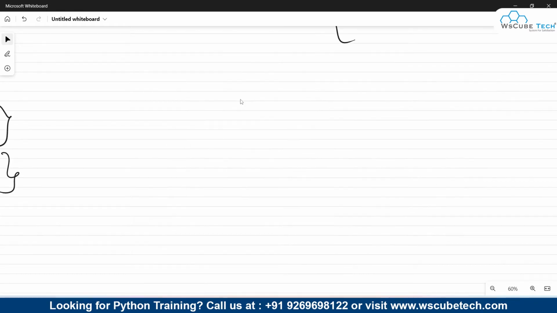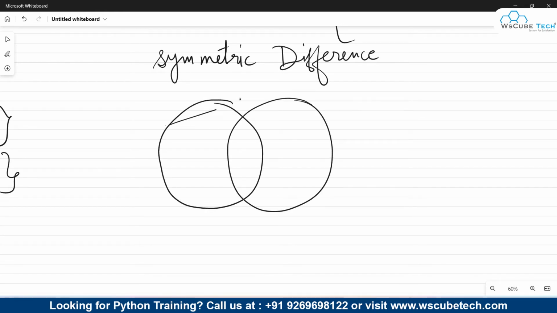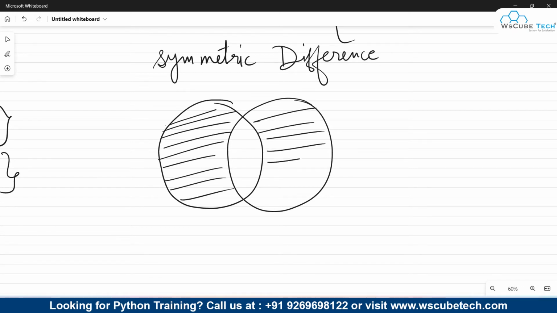Okay. Lastly, let's talk about symmetric difference. What will symmetric difference give us? Suppose we have two Venn diagrams like this, symmetric difference will give us the elements which are there in A and the elements which are there in B but not the common elements. It won't give us the common elements.